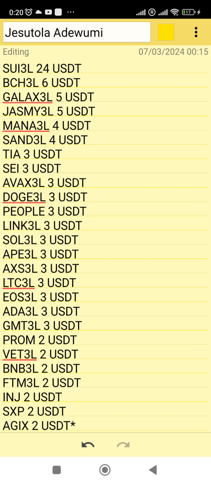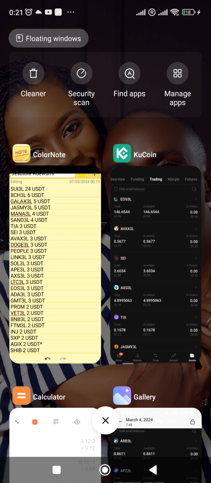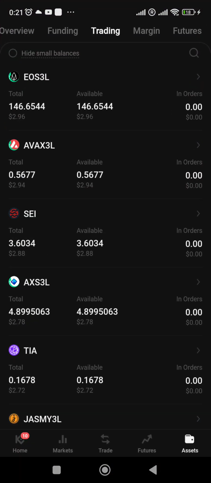EOS, that is SAY, it's 3. AVAX is 3. AXS is 3. EOS is 3. All right. Is any of them ripe for buying or selling? 2.96, 2.94, 2.88, 2.78. At what level do I buy more when I've bought something 3 times?